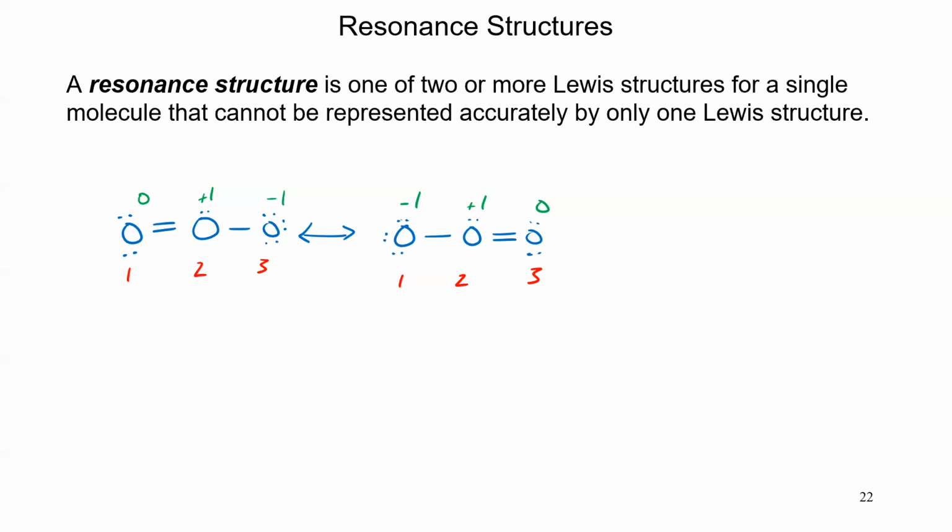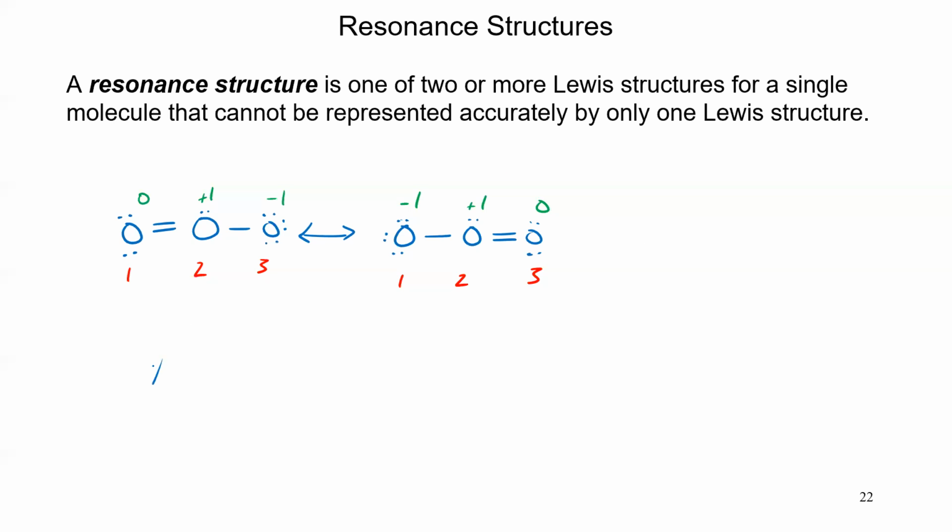But we can't draw it as 1.5 bonds, because we can't split up our pairs of electrons. We have to have a set octet around each oxygen. There's not a great way for us to demonstrate a bond and a half. Okay. So that's a resonance structure.